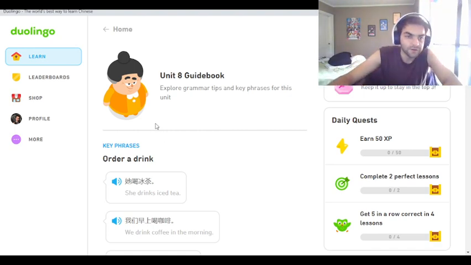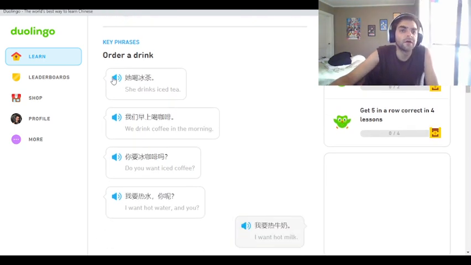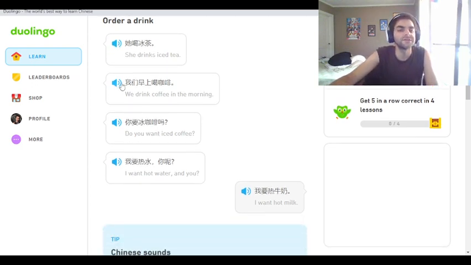So the guidebook says key phrases will be involved in this. 她喝冰茶. She drinks iced tea. That's a she with the heel in front of the ta. Drinks, we knew that. This one's new, bing cha. It looks very similar to shui, so ice and water will clearly have similar character designs. That makes sense.